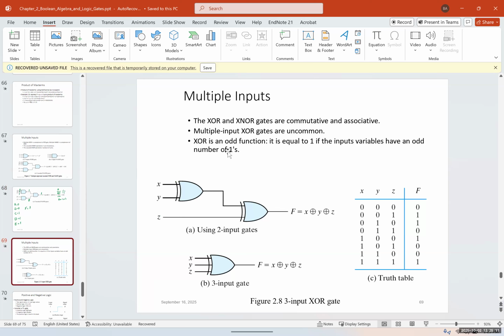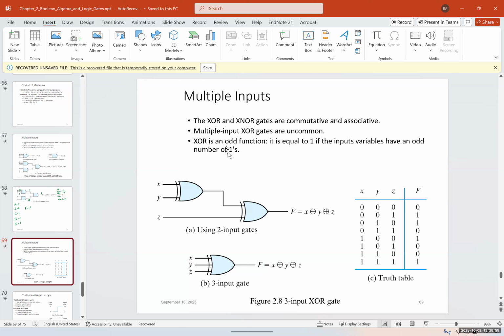Now for a multiple input XOR gate, it's a little different. The XOR and XNOR gates are commutative and associative. The multiple input XOR gates are usually uncommon, and I'll explain why later on. And another thing is that the XOR gate is an odd function. What does this mean? It means it will be 1 if the input variables have an odd number of 1s.